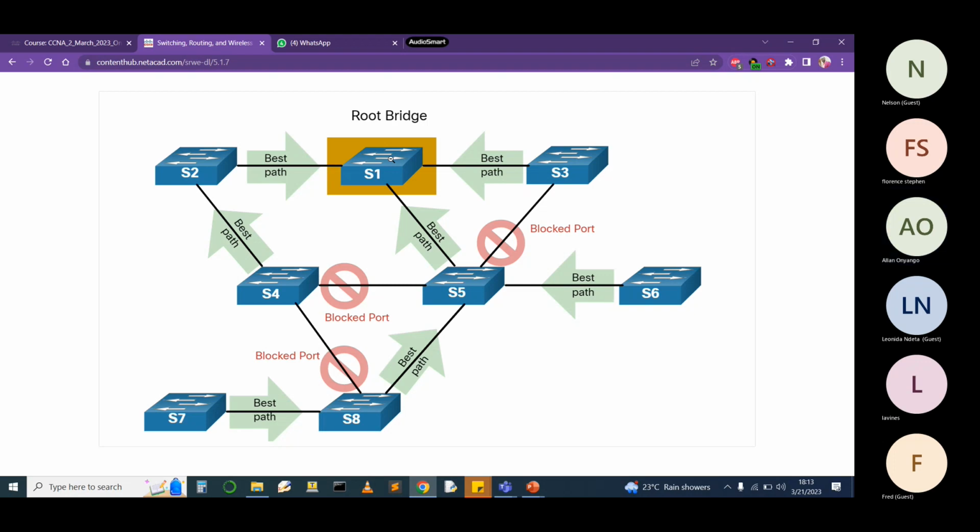Listen to this. Any port connected to an end device like a PC or a laptop, all those ports are going to be designated ports. Those are important ports to note. So any port that is connected to an end device must be a designated port. And any ports on the root bridge must be a designated port.